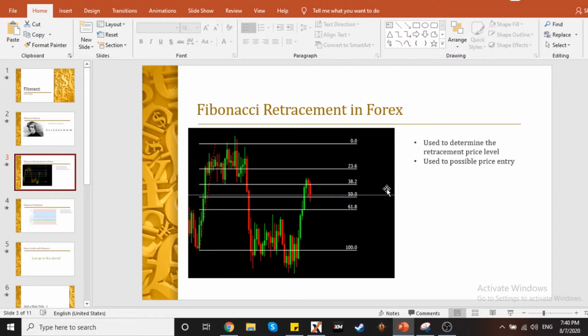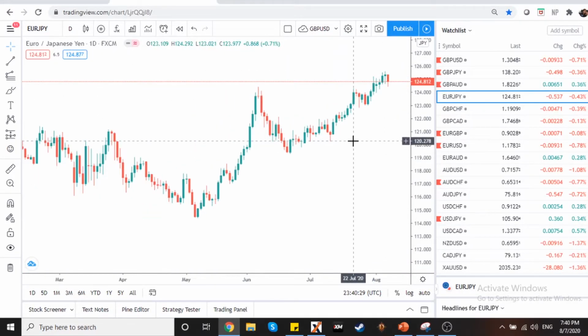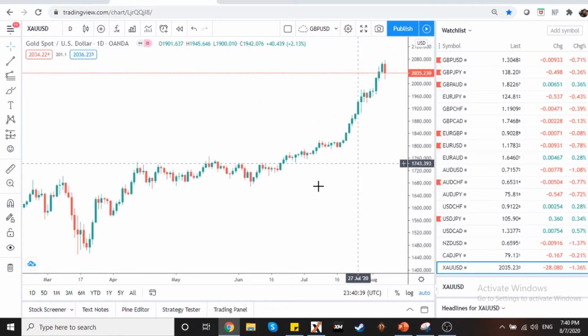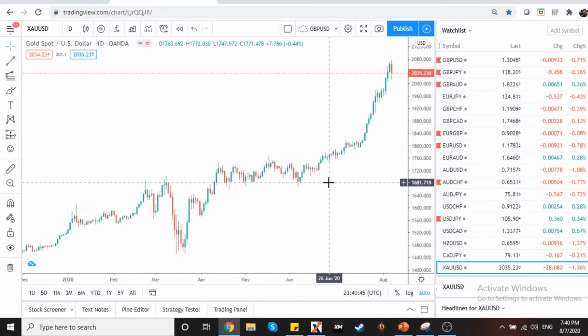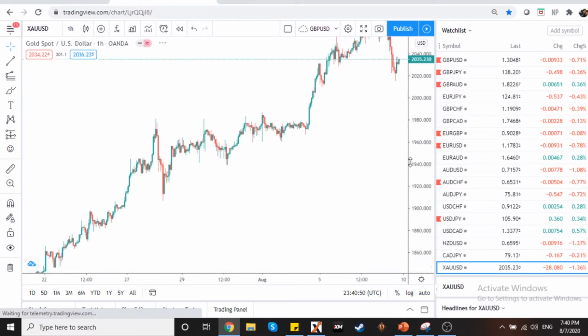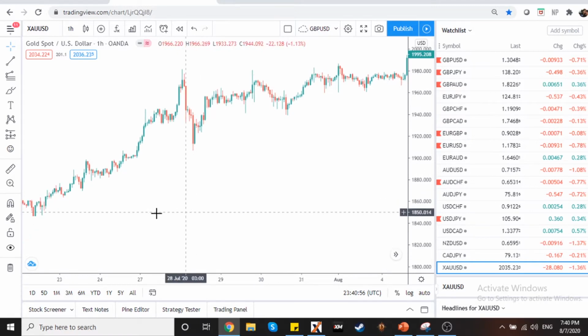Saan ginagamit yung Fibonacci retracements? This is used to determine the retracement price level. Ano ba yung retracement, mga Kanoypi? Yung retracement is, pagpunta tayo sa chart, pag tinignan natin yung long-term trend, for example, punta tayo sa gold, kasi yung gold yung nag-trend talaga upward, right? So, may rally, kitang-kita dito, the trend is going up. Pag pumunta ka sa lower time frame ng gold, makakakita ka dito ng retracements. These retracements are called price corrections, right?